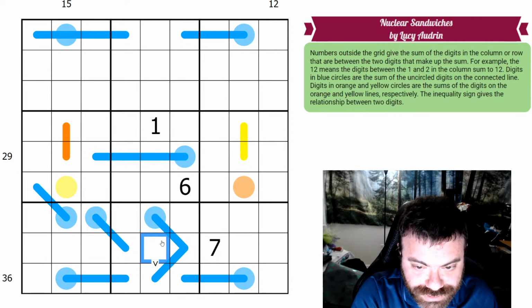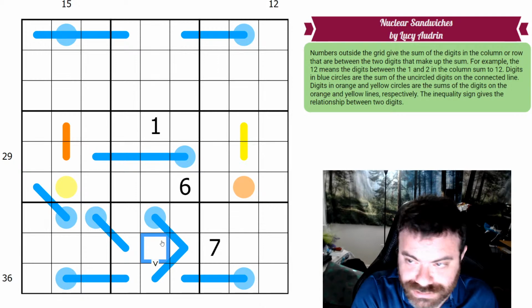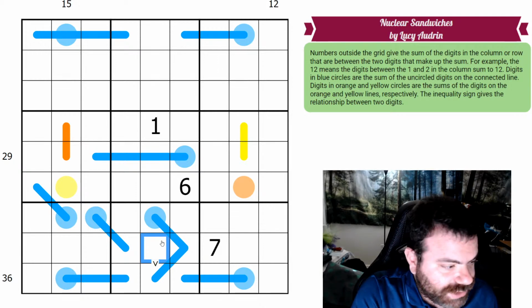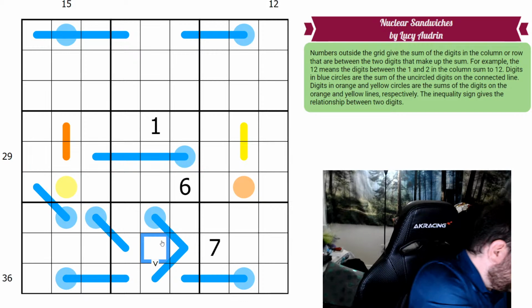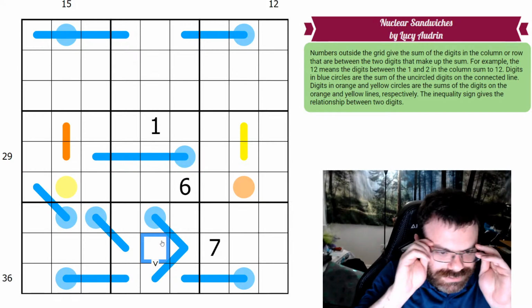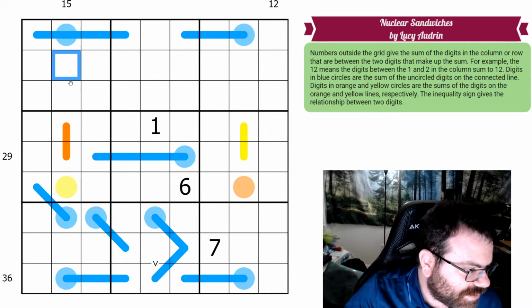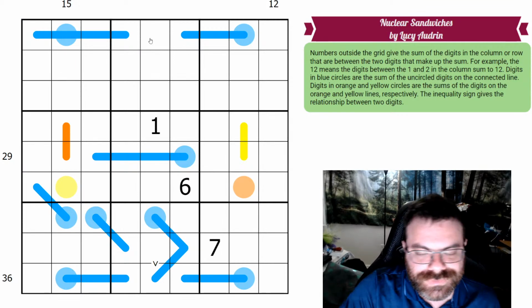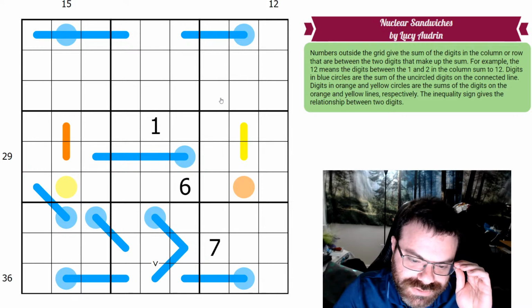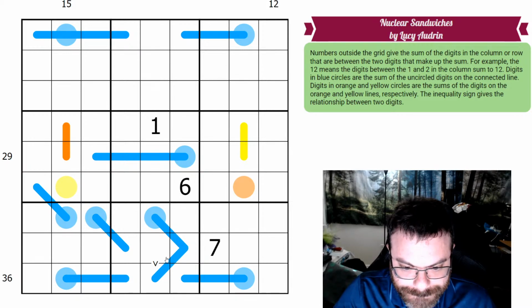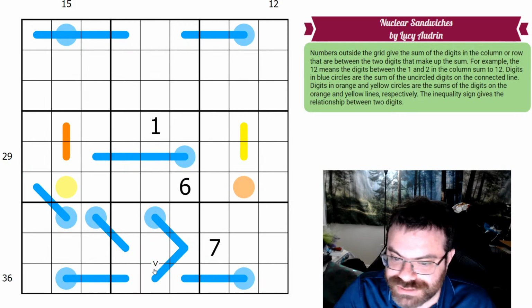All right, so those are the rules. Pretty straightforward, though I haven't seen that sandwich rule before. That's pretty neat. Yeah, so I'm going to start here and try a 1 and see if that works, right? Is that how that works? This one's supposed to be more approachable than most Lucy puzzles. So this is not a V, this is an inequality. Okay.